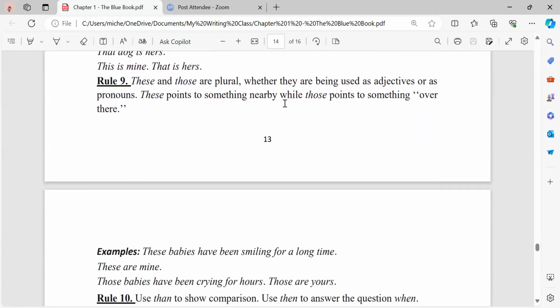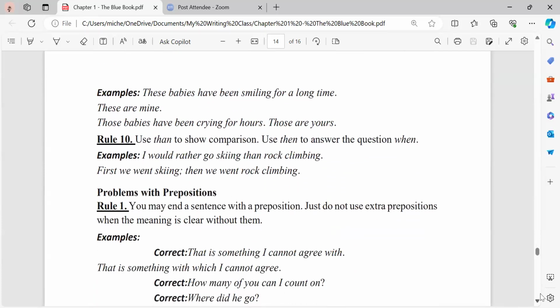So these and those are plural, whether they are being used as adjectives or pronouns. These points to something nearby, while those points to something over there. So these is basically the plural form of this, while those is the plural form of that. So technically it's like that. So here we have... Okay, so please let me know if I make a mistake or something. Just let me know if there's anything you'd like to add or ask.